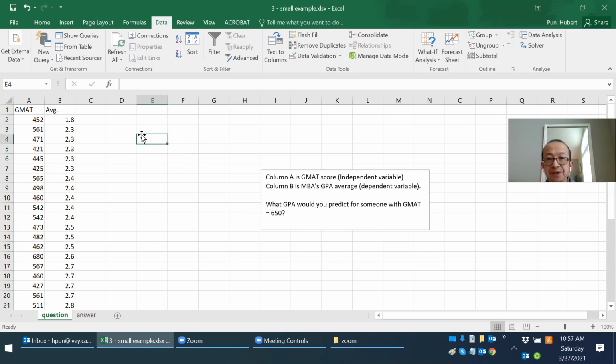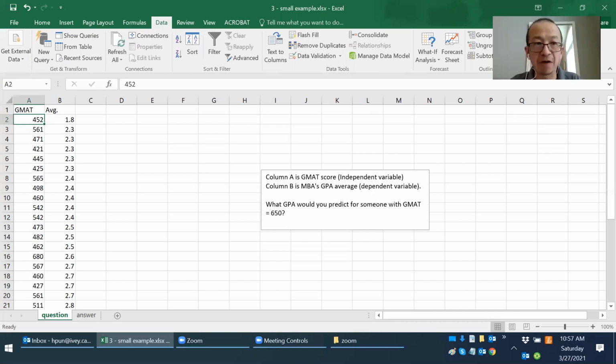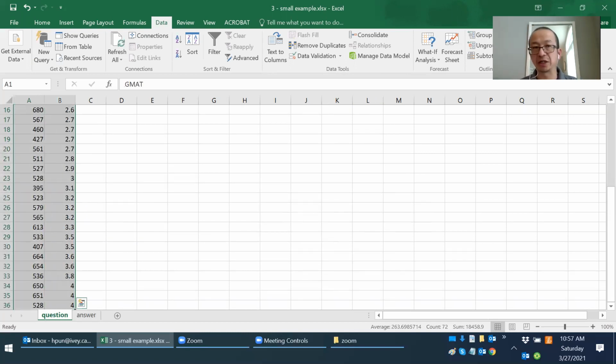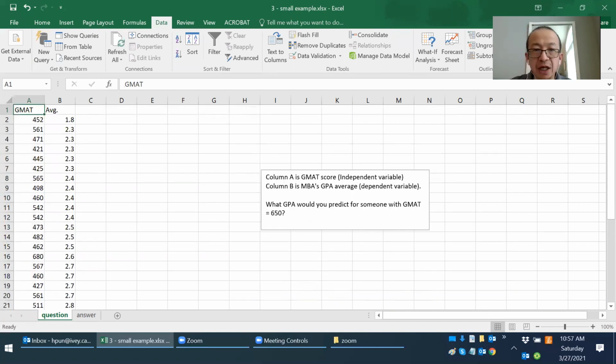So let me explain what this exercise is about. Let's say there are around 35 students and I record their GMAT score and also their MBA average. The GMAT score is recorded in column A, while their MBA program GPA average is recorded in column B. So we have 35 student data. And the question that we are asking is, if someone has a GMAT score of 650, what would be the expected GPA during the MBA time? So that is the question that we are asking.